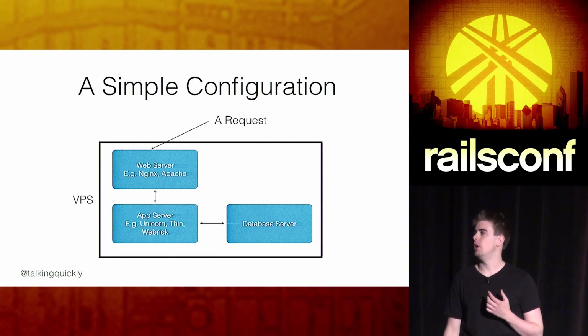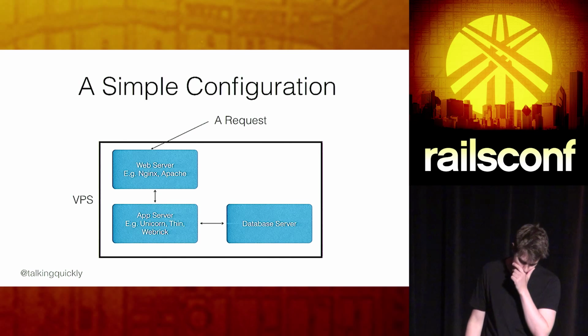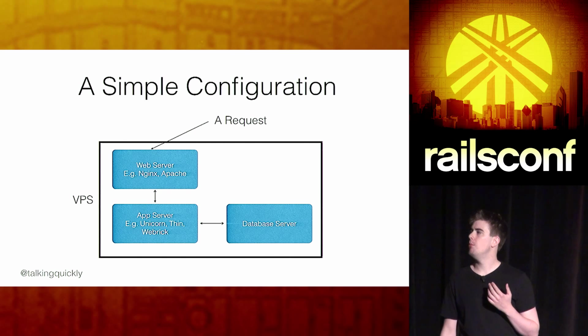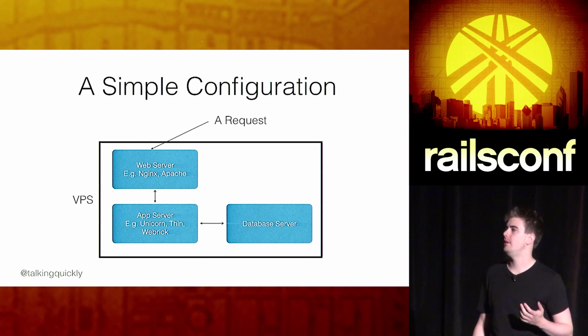And that VPS will have three main components on it for almost all Rails applications. You're going to have a web server, an app server, and a database server. So when someone types in the address of our website, a request comes in, it hits our VPS, and the first place that request is going to go is our web server.